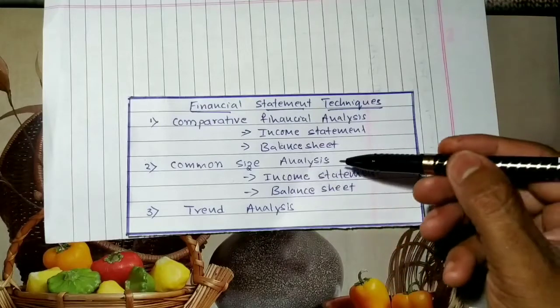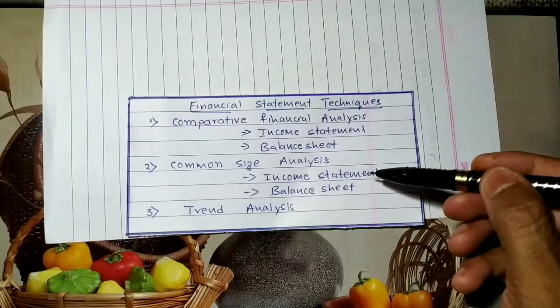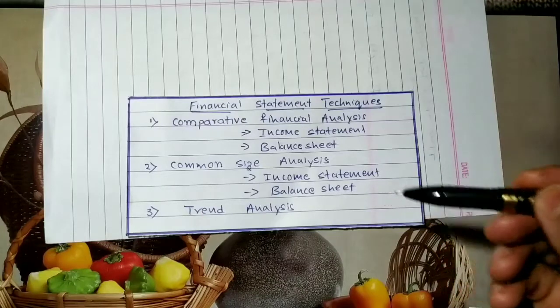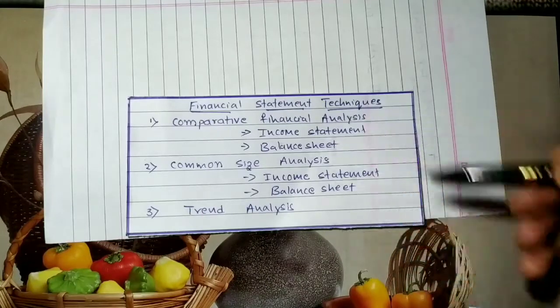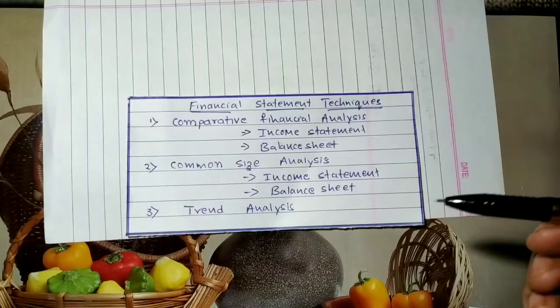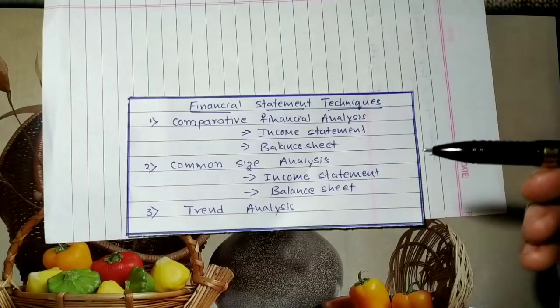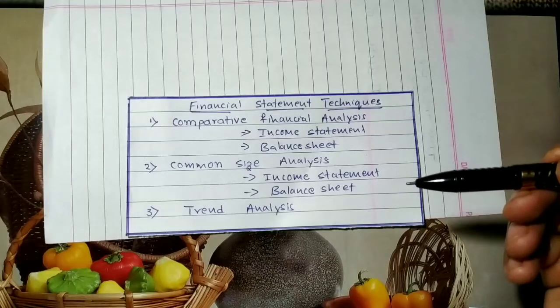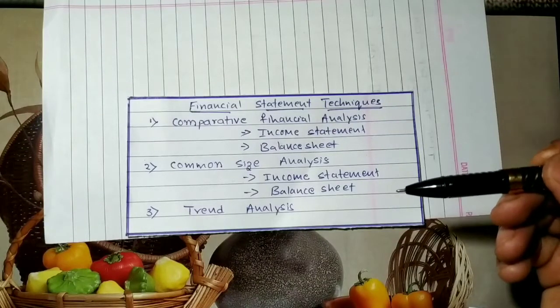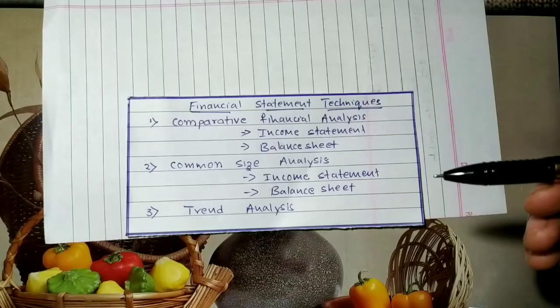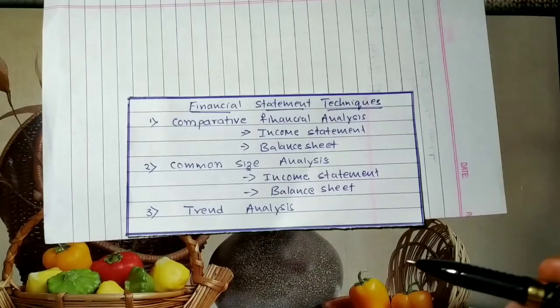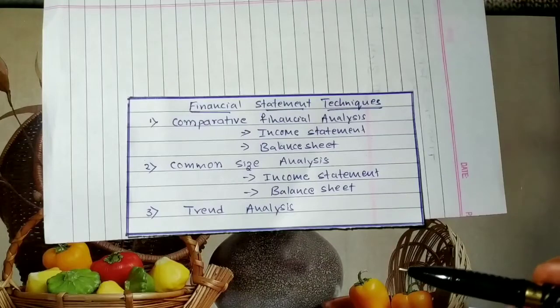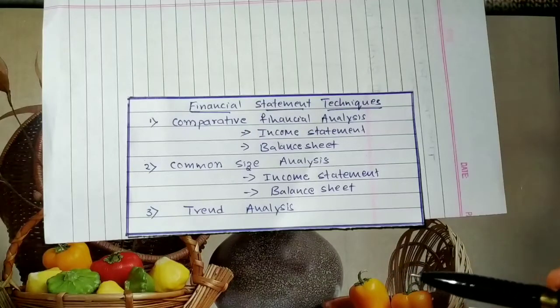The second one is common size. There also we have two statements, income statement and balance sheet, and last is trend analysis. All these are comparative in nature. That means in order to take a decision, we compare one with another. Here we compare the statistics of a company from one year to another. Based on the comparison, we decide which one is better. The comparison will be done with the help of the income statement and the balance sheet.